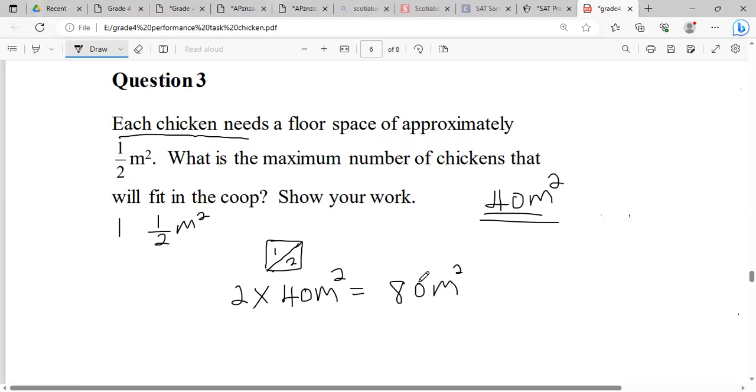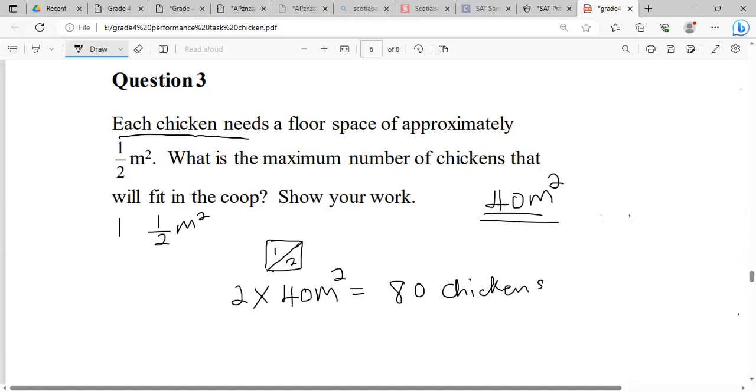But remember, it's chickens, so technically it's not meters square. It's 80 chickens, as remember, it's how many chickens it can hold. So it can hold 80 chickens. So the 40 meters square can hold a total of 80 chickens. All right, let's proceed.